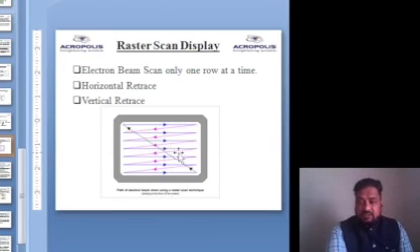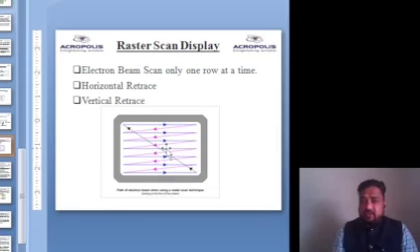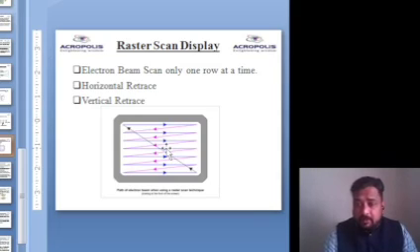This phenomenon of completing one screen of the monitor is called one frame. When the electron beam completes the scanning of the complete screen, then one frame has been completed. After completing the complete screen, the electron beam reverts back to the initial position of the first point, for scanning the second image or the second frame. So this is the raster scan display.